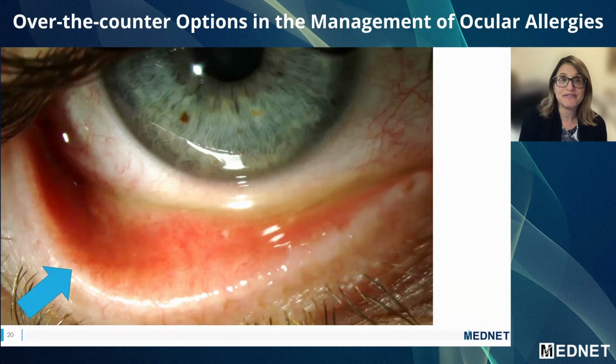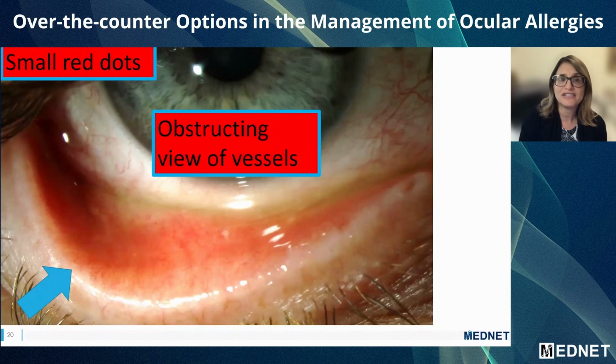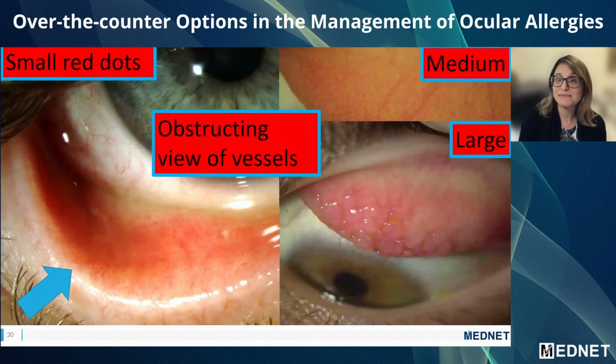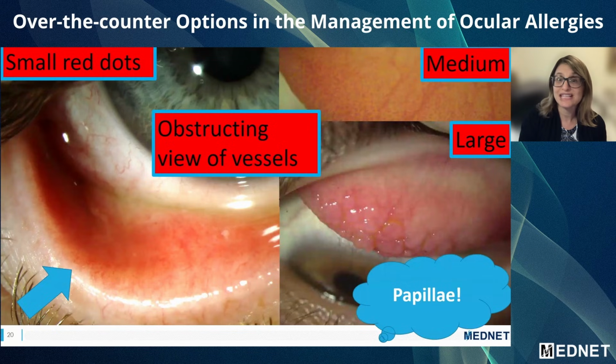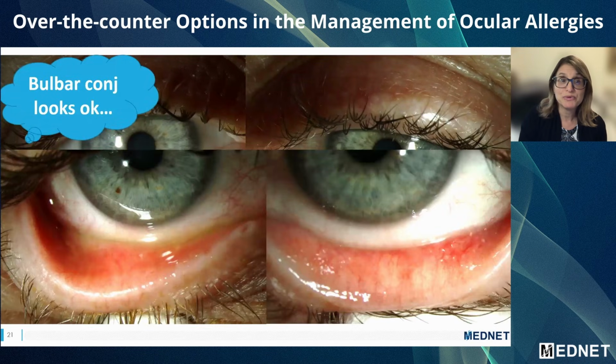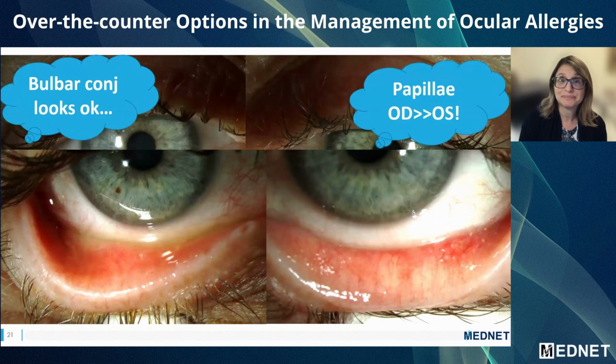Here you can't see the blood vessels, and instead you see these small red dots, and they're obstructing the view of the vessels. And sometimes those red dots are medium in size, and sometimes they're large in size, and that's what we call papillae. And the punchline is you can't tell if someone has papillae without looking at the lids, because look at the bulbar conjunctiva, it looks pretty good, but when we pull down, we see changes more so in the right eye than the left.